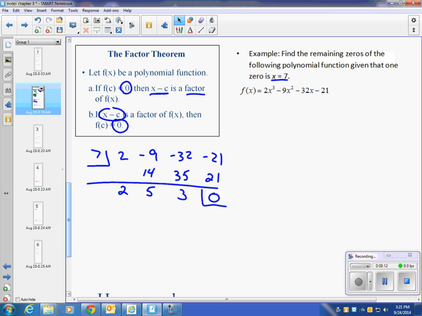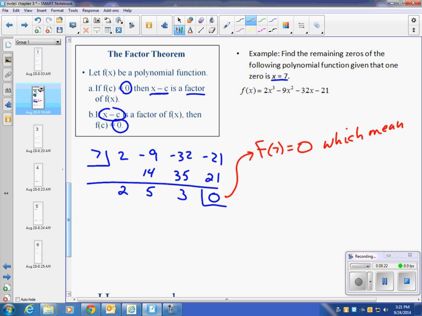Now, once again, why is that 0 important? It tells me that when I plugged in 7, I get 0, which means that x equals 7 is an x-intercept. All right? That's where we check this. Now, what is left over?